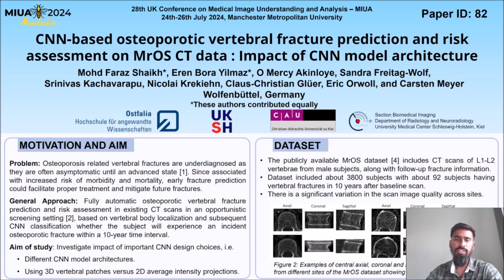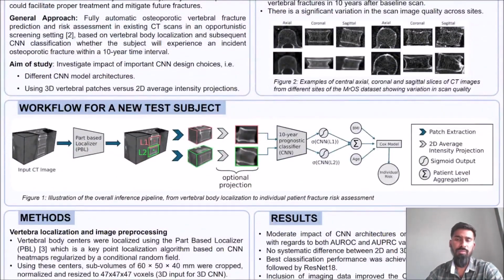In this study, we investigate the impact of important CNN design choices, particularly how is the prognostic performance when using different CNN model architectures and whether we need the full 3D vertebral patch for good fracture prediction as compared to 2D average intensity projections. Now I will present the overview of our risk assessment pipeline, which consists of 3 stages: localization, classification, and fracture risk assessment.